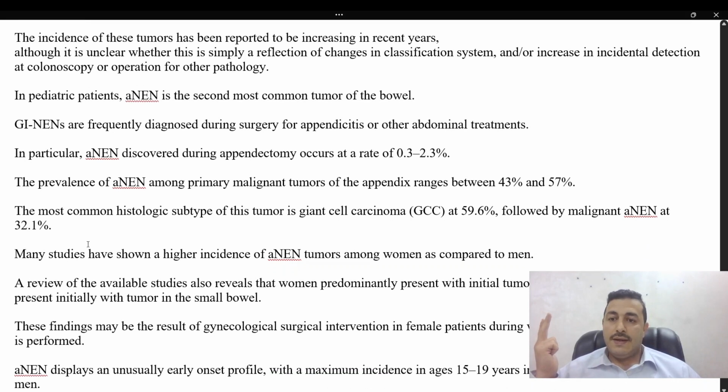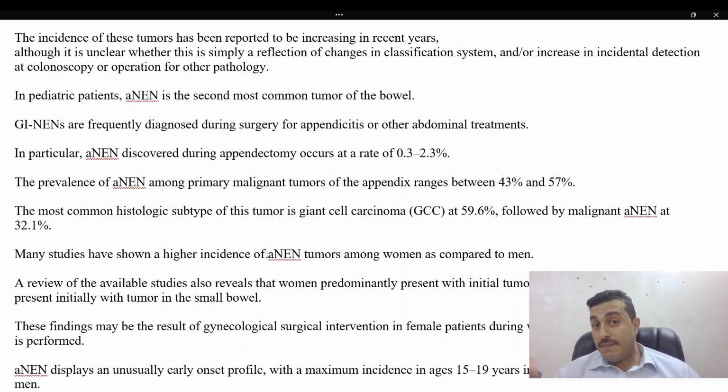Sorry, it's more common in women. It's more likely to be on the tip. So obstructing type is rare. The symptoms are not specific. It's like appendicitis.